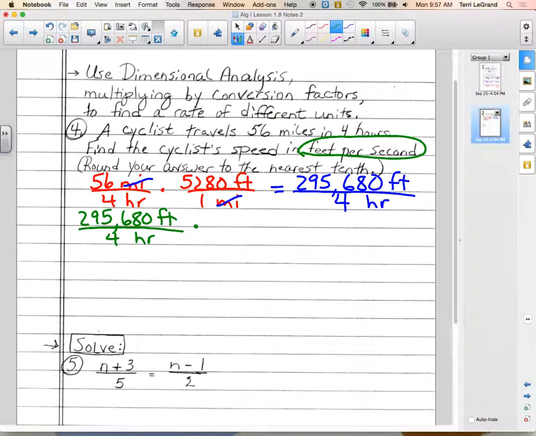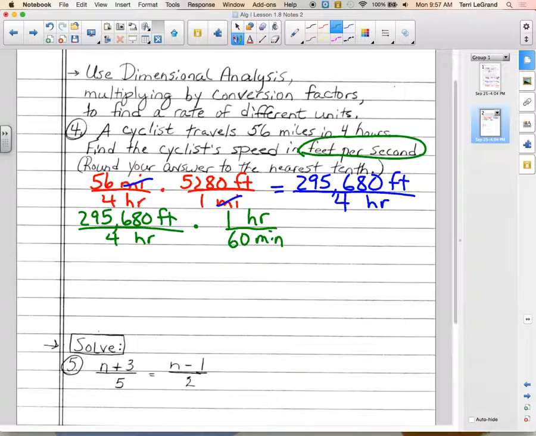60 minutes over 1 hour? Y'all agree? No, 1 hour over 60 minutes. Yeah, we need the hours to cancel out, don't we? So that's the first decision you always make: where do I need those to be, upstairs or down? I need them up so they'll cancel. So if I put the 1 hour upstairs, that means the 60 minutes goes downstairs.